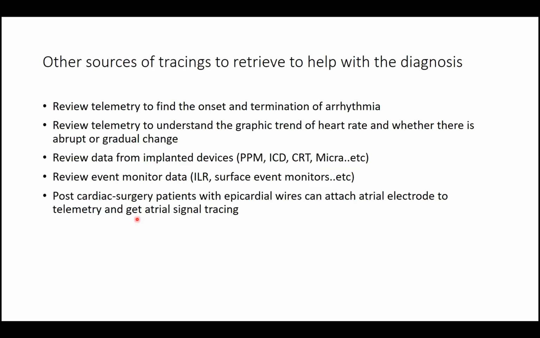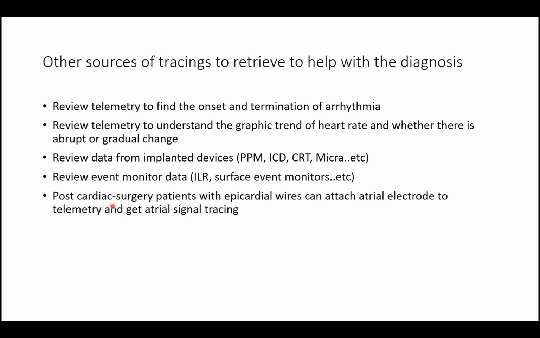will the Cannon wave happen, when the timing is appropriate for the atrium to contract against the closed tricuspid valve. And something you cannot neglect to do when analyzing your patient, in whatever clinical setting, is look at other sources of tracing. Review telemetry. You have to find the onset and the termination of the arrhythmia. Understand the graphic trend of heart rate. Was it abrupt? Was it a gradual increase in heart rate? Then review the data for any implanted device that is present. You have to join all these data in order to fully characterize the arrhythmia.